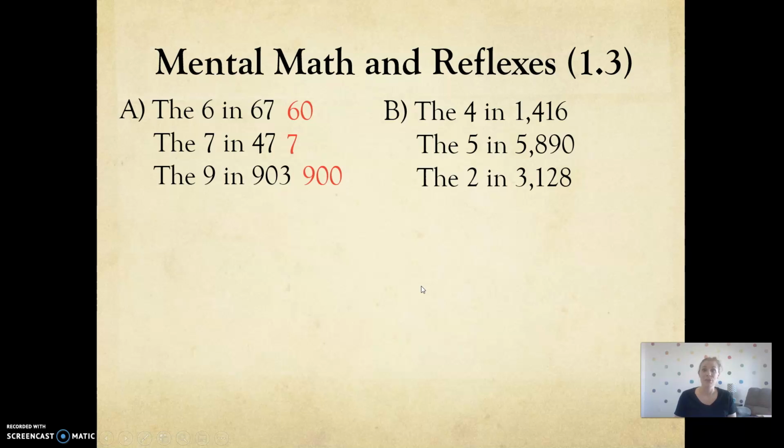For B, the 4 in 1,416 is 400. It's in the hundreds place. The 5 in 5,890 is 5,000. It's in the thousands place. The 2 in 3,128 is 20. It's in the tens place.